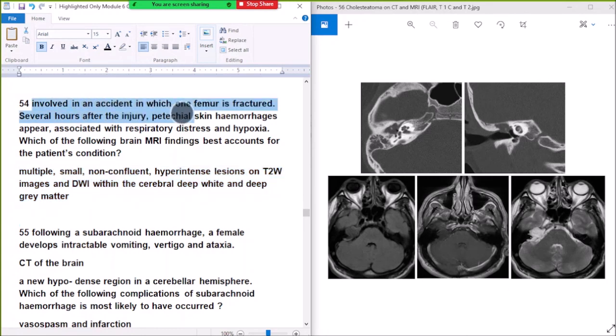Patient involved in an accident in which one femur is fractured. Several hours after the injury, petechial skin hemorrhage is seen, associated with respiratory distress and hypoxia. Which MRI findings best account for the patient's condition? Multiple small non-confluent hyperintense lesions on T2-weighted images.